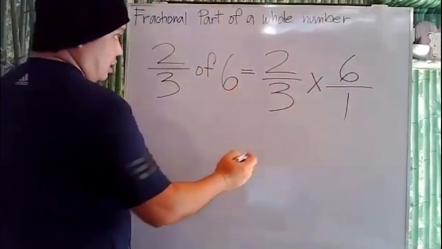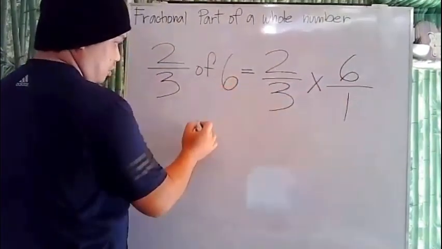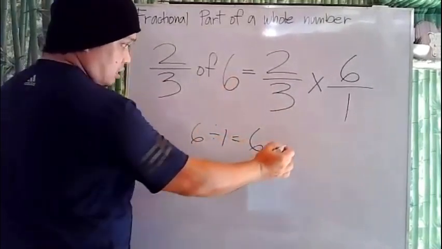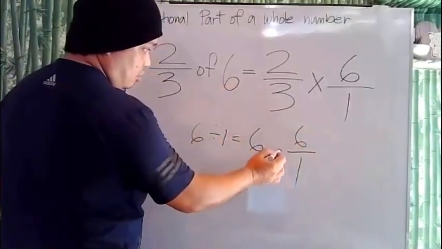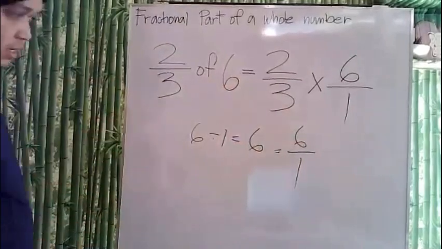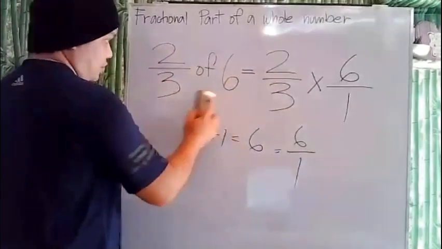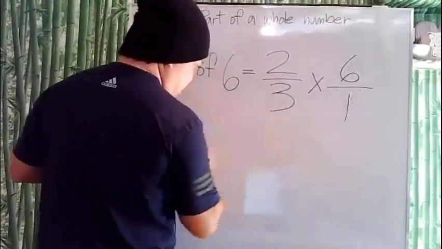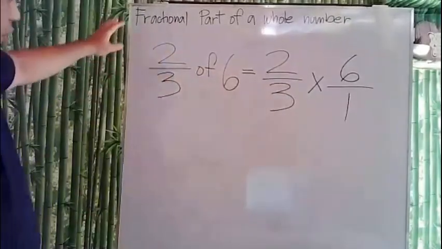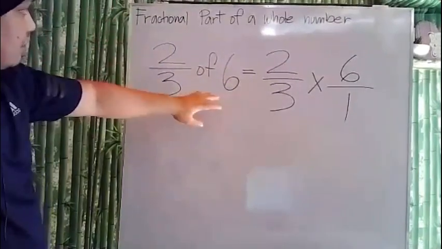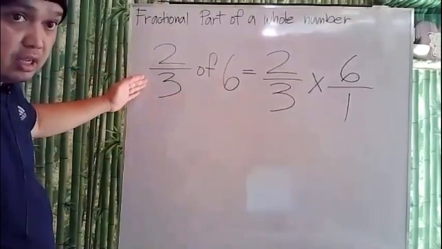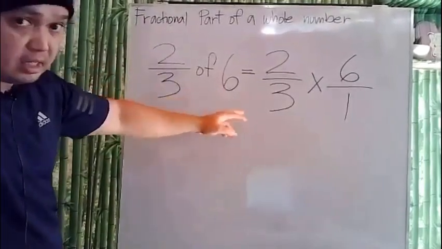Because 6 over 1 here is 6. 6 divided by 1 is equal to 6, and 6 over 1 is also 6. So we just make 6 as the fraction 6 over 1, so that we can multiply it to two-thirds. So to get the fractional part of 6, we simply multiply the fraction to the fractional form of 6, that is 6 over 1.